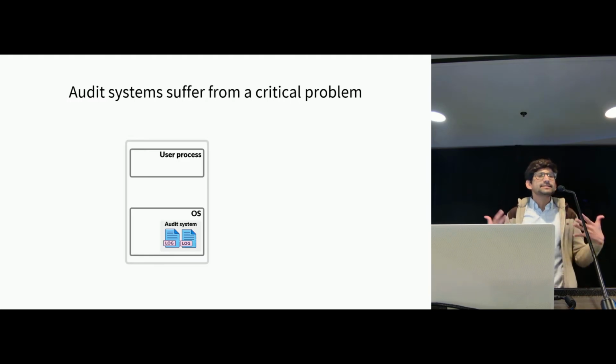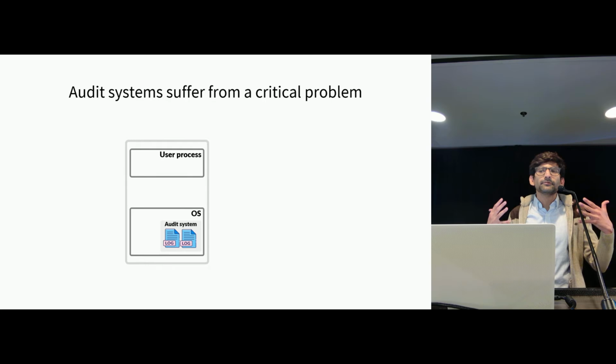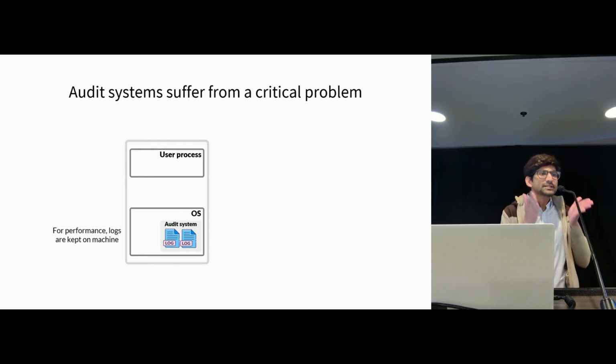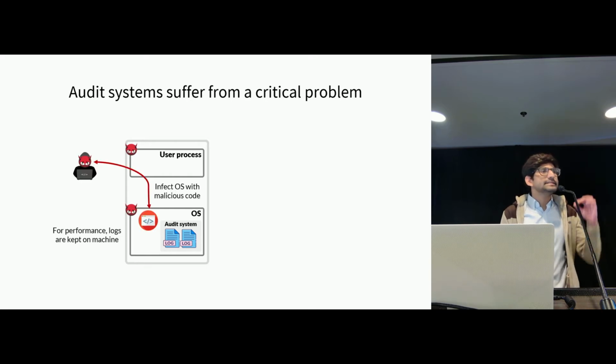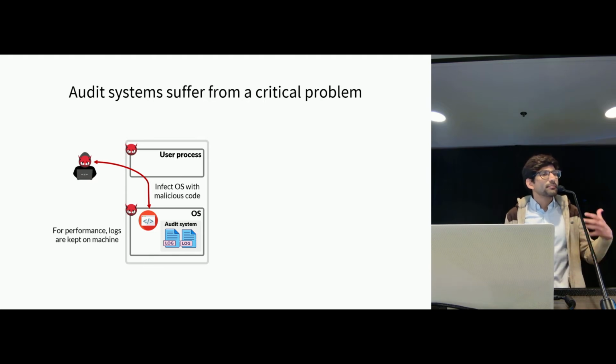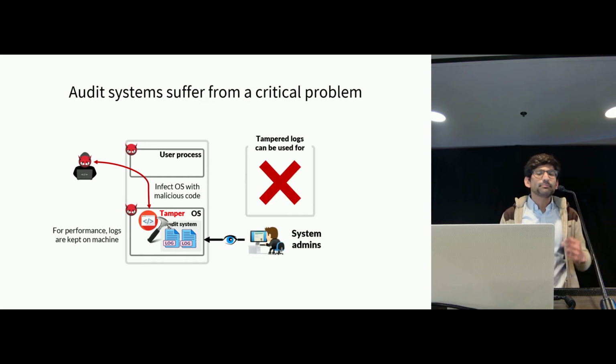Unfortunately, all existing audit systems suffer from a critical limitation. The limitation is that for performance reasons, the logs themselves must be kept on the machine that is actively being attacked. And in many attacks, what we observe is that an adversary is not just able to infect normal processes on a machine, but is also able to infect the operating system using their own malicious code, allowing this adversary to simply tamper with these logs. And these tampered logs are then not useful for any of the important tasks that logs are used for.